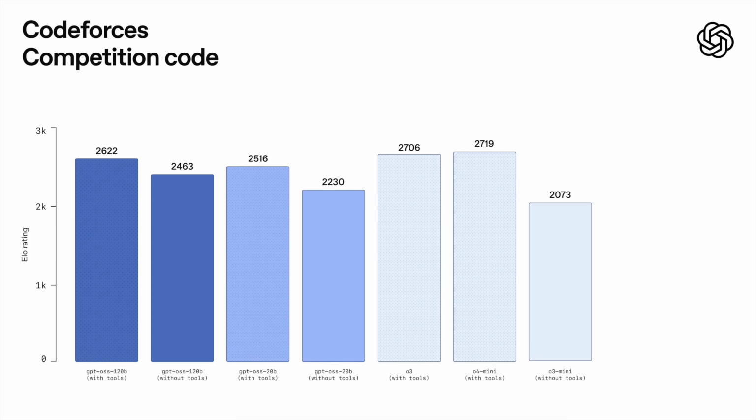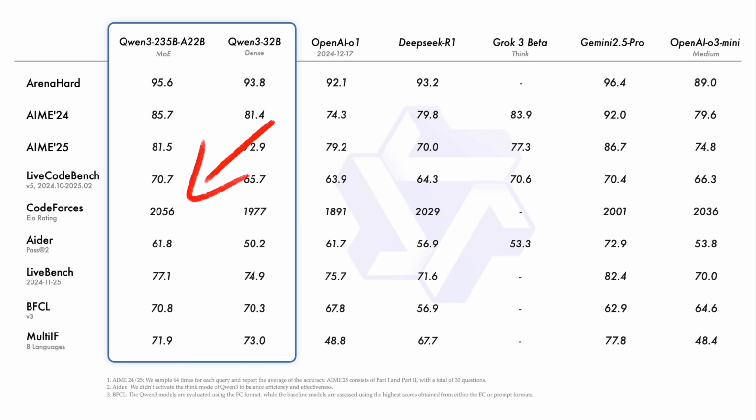I'll start out with the Code Forces benchmark, where the 120 billion parameter model scores 2,622, just close to beating O3 and actually beating O3 Mini. The 20B version actually beats O3 Mini as well, and again is very impressive with 2,516. From what I could tell, the 235 billion parameter Qwen 3 model only actually scores 2,056 on this, while the 32 billion parameter model scores 1,922. So it seems that GPT OSS might be a little bit better at coding than the Qwen models.